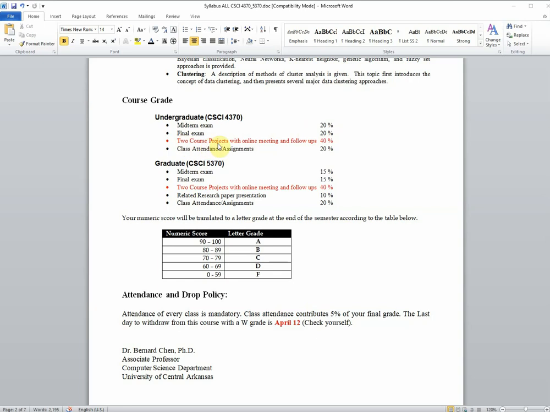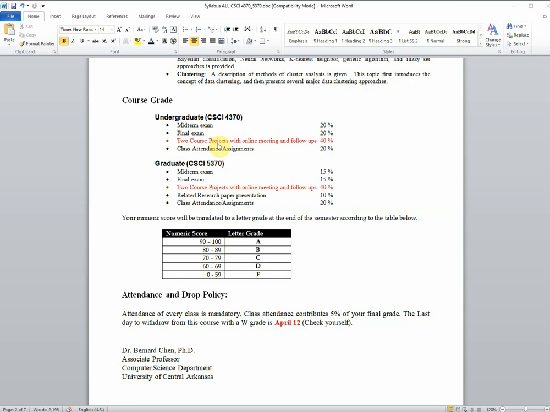For the class project, there will be 2 course projects associated with data mining, and each project will have a follow-up experiment. This 2 course projects are designed for you to gain some research experience. So what I would do is ask you to do one thing, and once the due date reaches, we will have a meeting.